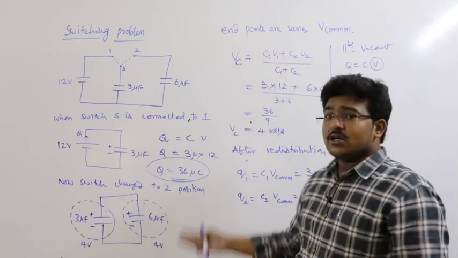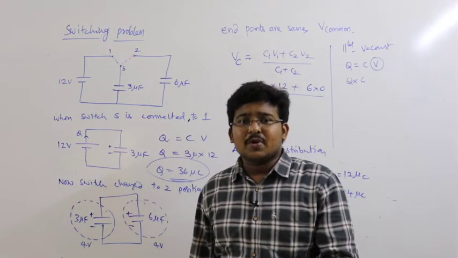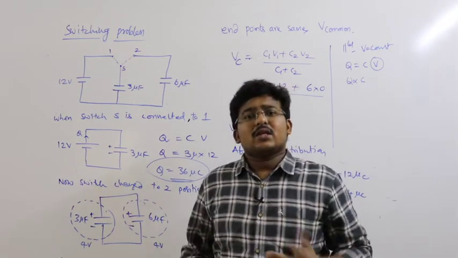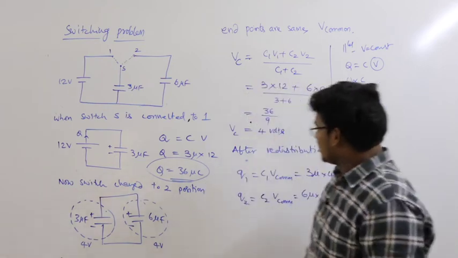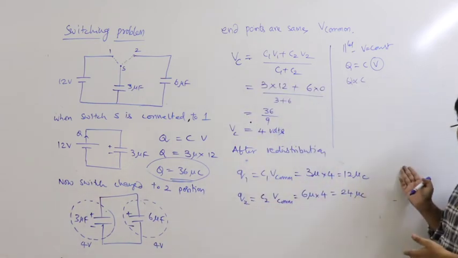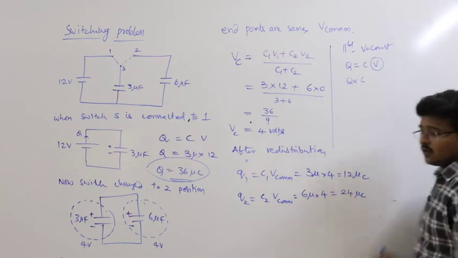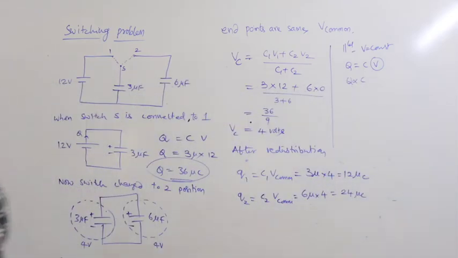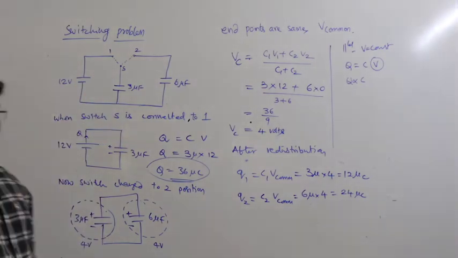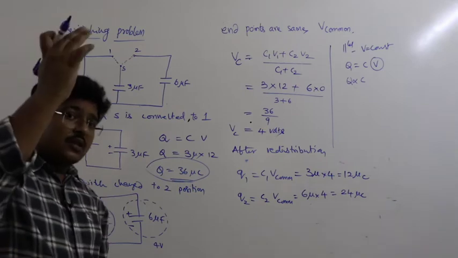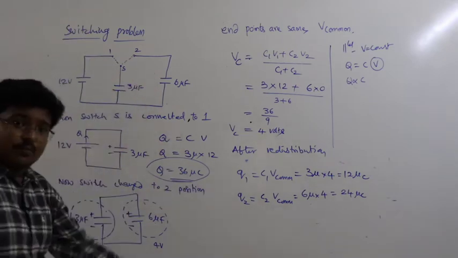Now the total charge you divide into 3 parts. 36 will be divided into 3 parts, means 12. In that, one part will be taken by the first one, that is why 12 microcoulombs. Second one is 24. So this is how the charges are distributed when the switching problems are taken. If you are not aware of that logical thinking, you just do it by the procedure.